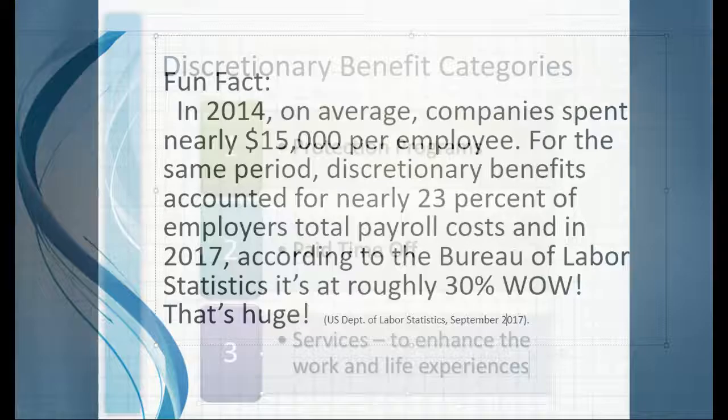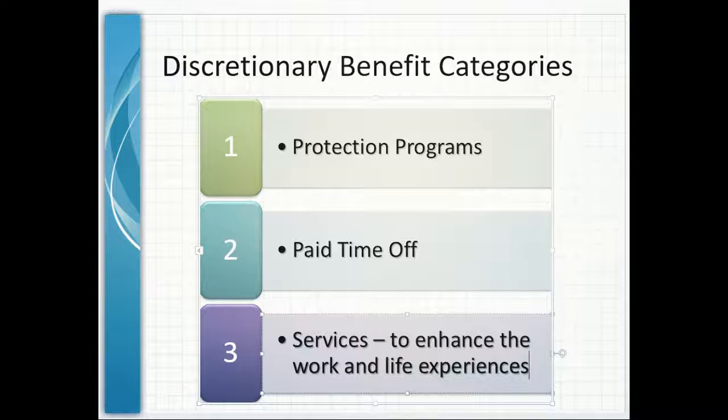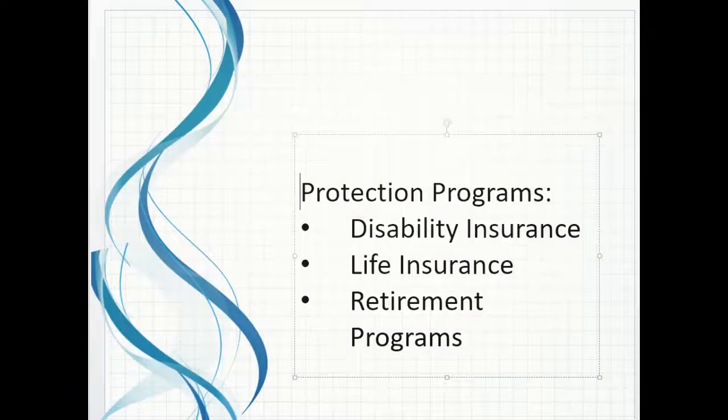Wow, that's huge. Discretionary benefits fall into three broad categories: protection programs, paid time off, and services to enhance work and life experiences. Let's talk through what each of those categories represent. Three important discretionary programs include disability insurance, life insurance, and retirement programs.